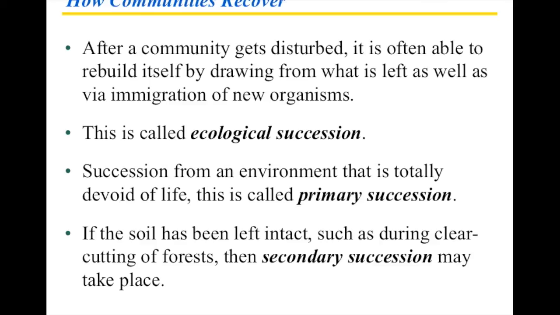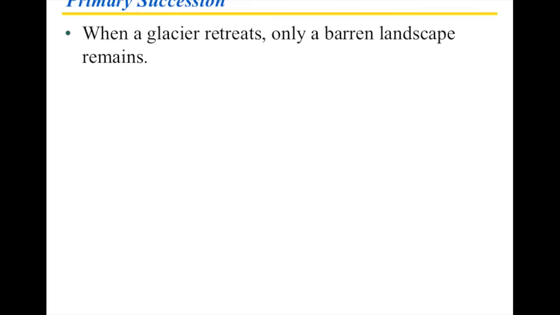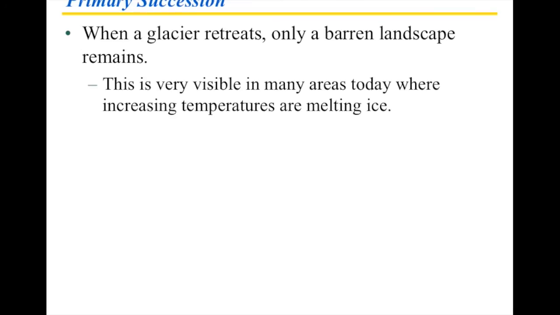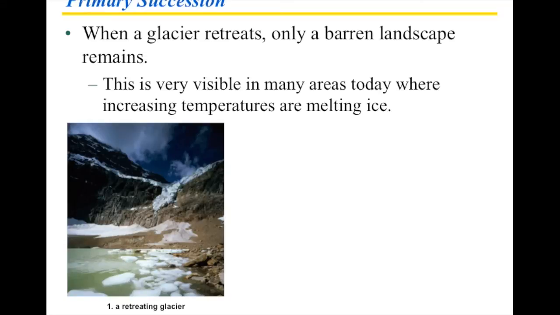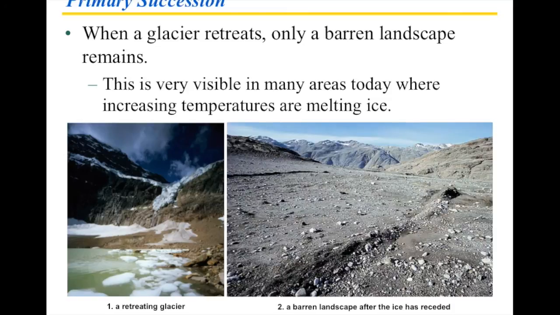The entire environment looks wiped out. In one case, it's much more permanently wiped out than in the other, but it still has to regrow essentially from scratch. Now, when, for example, a glacier retreats, you have a barren landscape. And we're seeing this today because there are a lot of retreating glaciers today. So you can see this here. There is an example of the retreating glacier, still with a lot of snow and ice. And after the ice has totally receded, there's now a barren landscape.